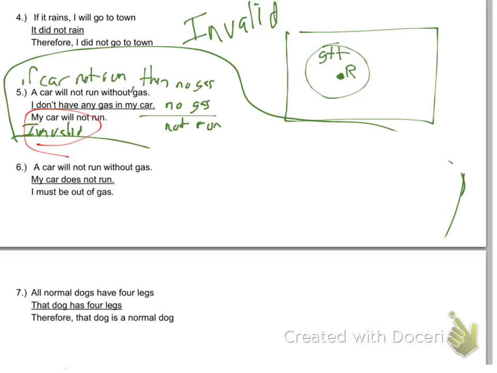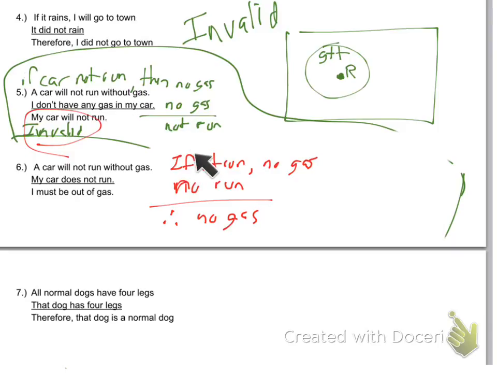So, guys, if not run, without gas. A car will not run without gas. Then no gas. No run. Therefore, no gas. Does it place the car into the first group, therefore has the quality? Yes. So that one's valid. The car does not run, and if a car does not run, it has to have no gas. Boom. Valid.